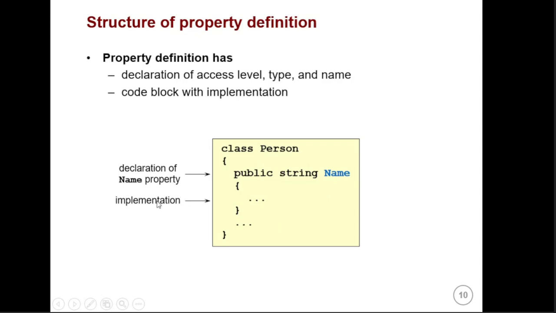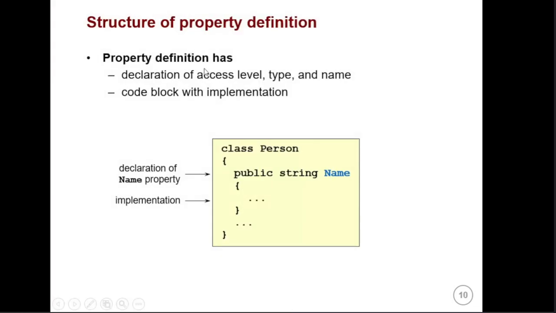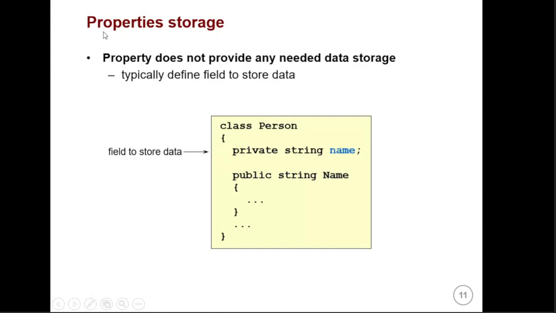Okay? Now, what do we call the implementation? Here in the implementation, you put the functions that you might be doing. And also, when you are working with properties, you need to have the so-called storage. The storage is basically the field in your class.